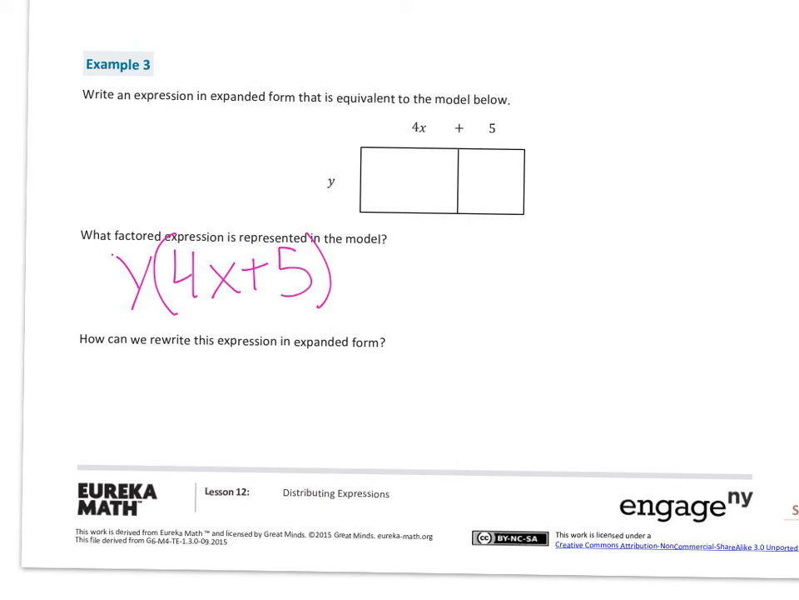But how could we rewrite it in expanded form? Well, let's see. We have the y times the 4x, well that is 4xy, is how we'd write that, plus y times the 5 over here, which is 5y. So that's what that would look like in expanded form.